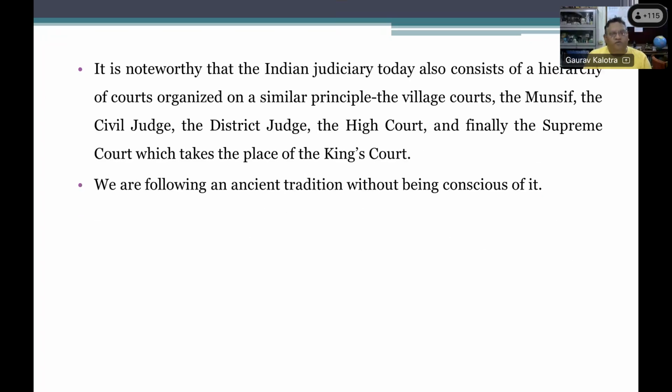Now, it is noteworthy that the Indian judiciary today also consists of a hierarchy of courts organized on a similar principle: the village courts, the municipal courts, the civil judge, district judge, high court, and finally the Supreme Court. Now, we are following an ancient tradition without being conscious of it.